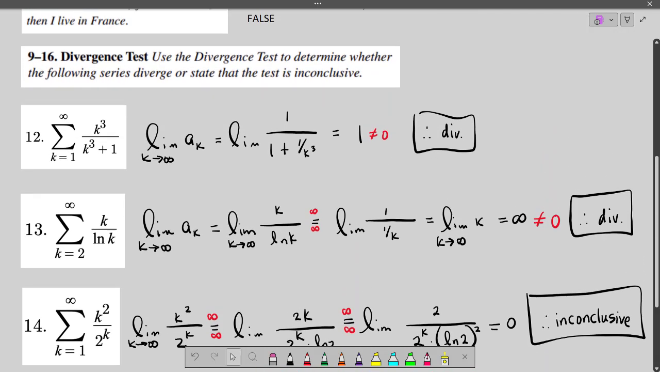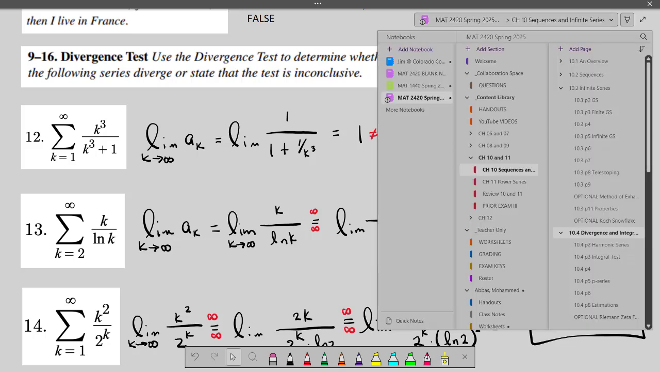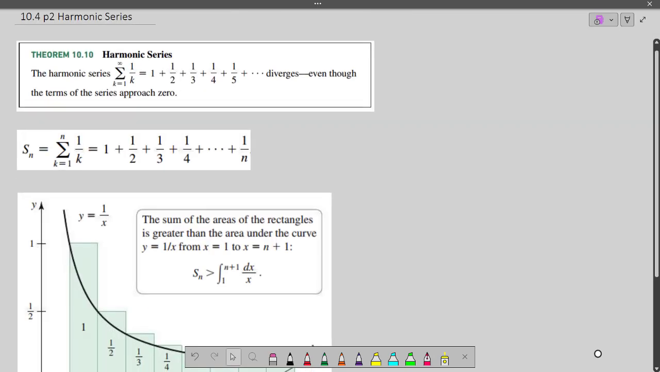But in practice, if someone just gives you a random series, we look at the series and we usually just do it in our head. We say, okay, the limit's 0, we have to keep going. We're going to use the telescoping series method here. So you don't often write it down, but you should always be asking yourself, what is the limit of a sub k?